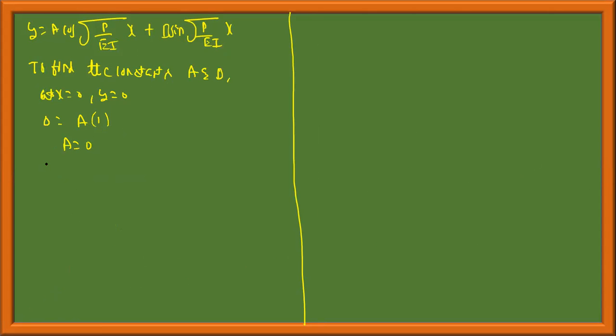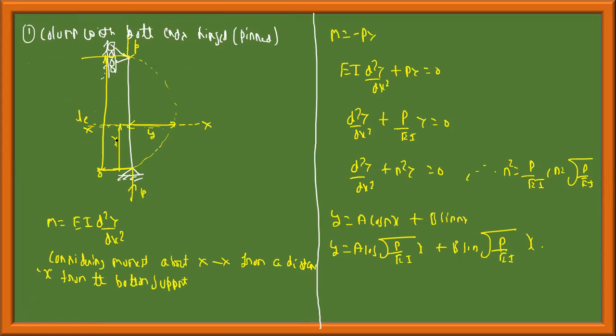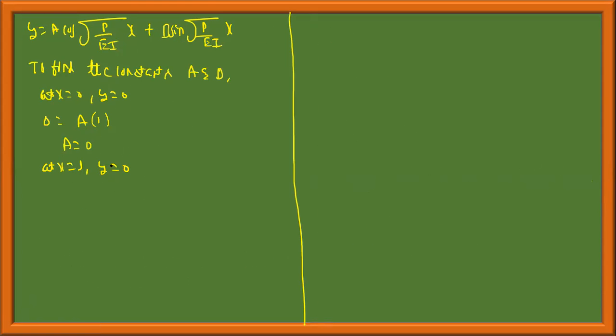At x is equal to L, at length L, at the next support, the upper support, deflection y is equal to 0. Since A is 0, this reduces to B sine root P by EI into L.